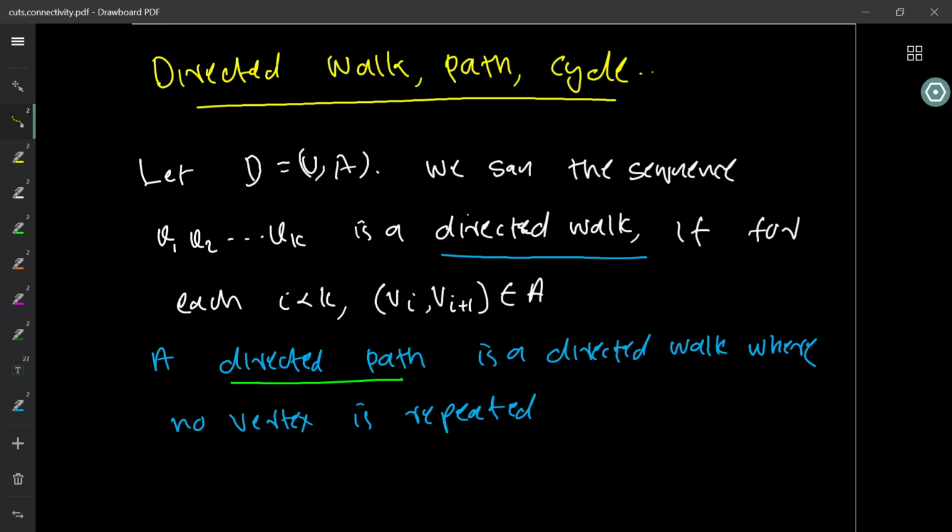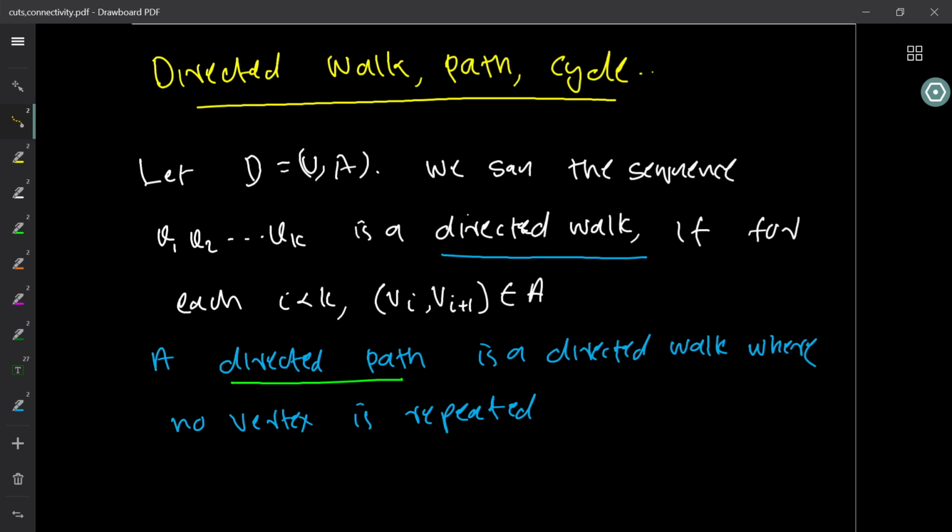So we will go slightly fast here because we are just discussing the same notion that we have discussed before, with the only difference that you have arcs instead of bidirectional edges. Right? So given a digraph D, we say that the sequence of vertices V1, V2, etc. Vk is a directed walk if for each i less than k, Vi to Vi+1 is an arc, right?